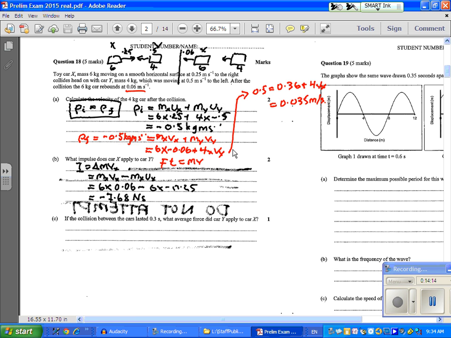It has to do with the fact it's changed direction. So the impulse is acting the opposite direction to its initial velocity, and so the direction must be minus. Okay?